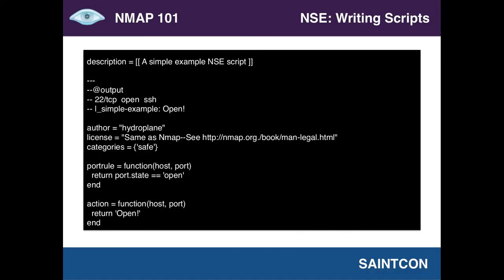So here's probably the shortest script I could write. Not very useful, but it gives you an example. Everything from description to categories is part of the header. And again, it's a description, example output, some information about the script. Then the port rule, or the rule, is basically saying, hey, if the port state equals open, then my action, which is, again, not that interesting, will just output open to the user. Again, I don't really need to write a script to do this. Nmap pretty much does this by default.